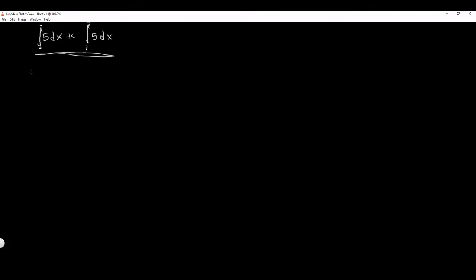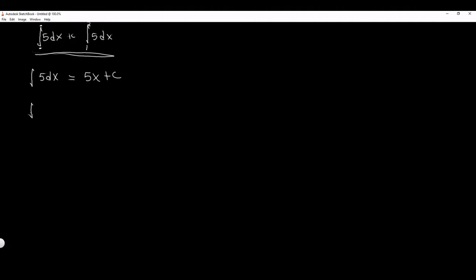Okay, so that should be sufficient. Let's get to the first problem. What is the integral of 5 dx? Well, when you're integrating a constant, all you have to do is add a variable to it. So 5x plus c is the answer to this problem.